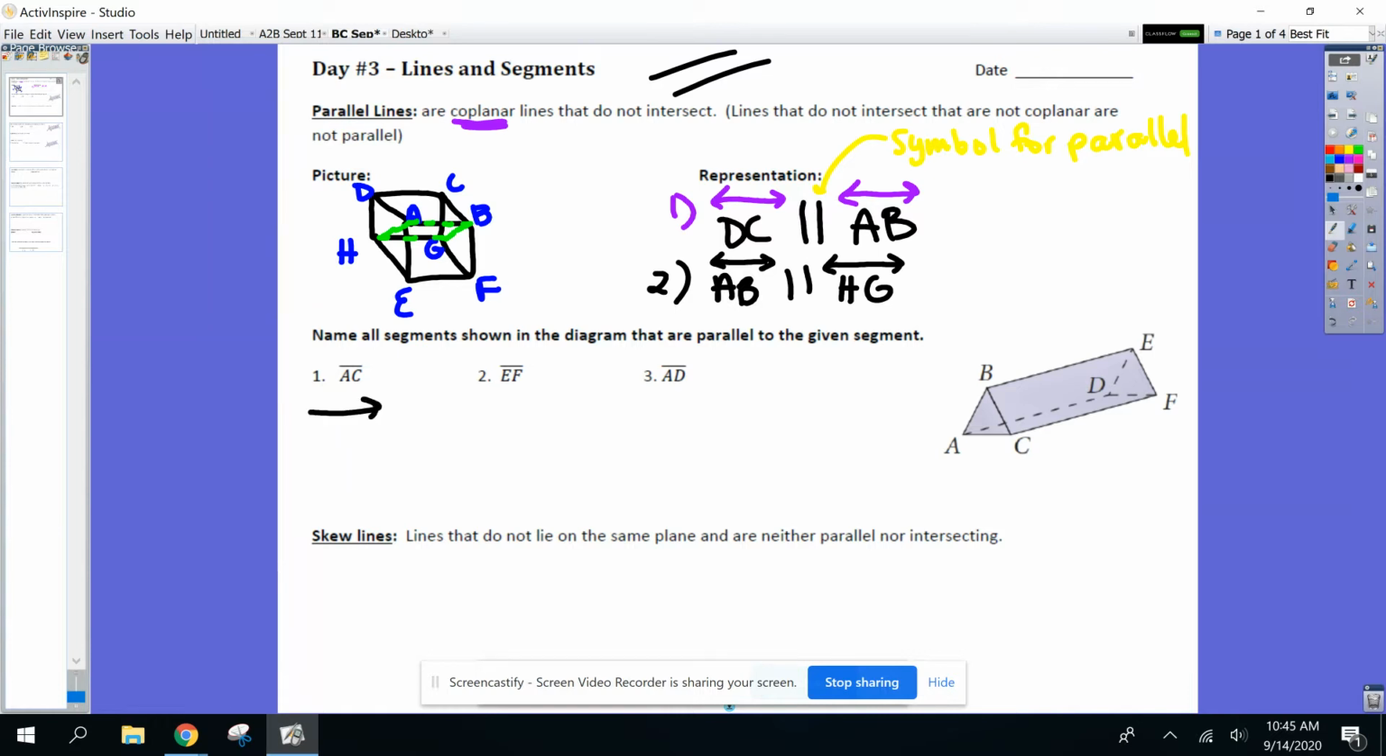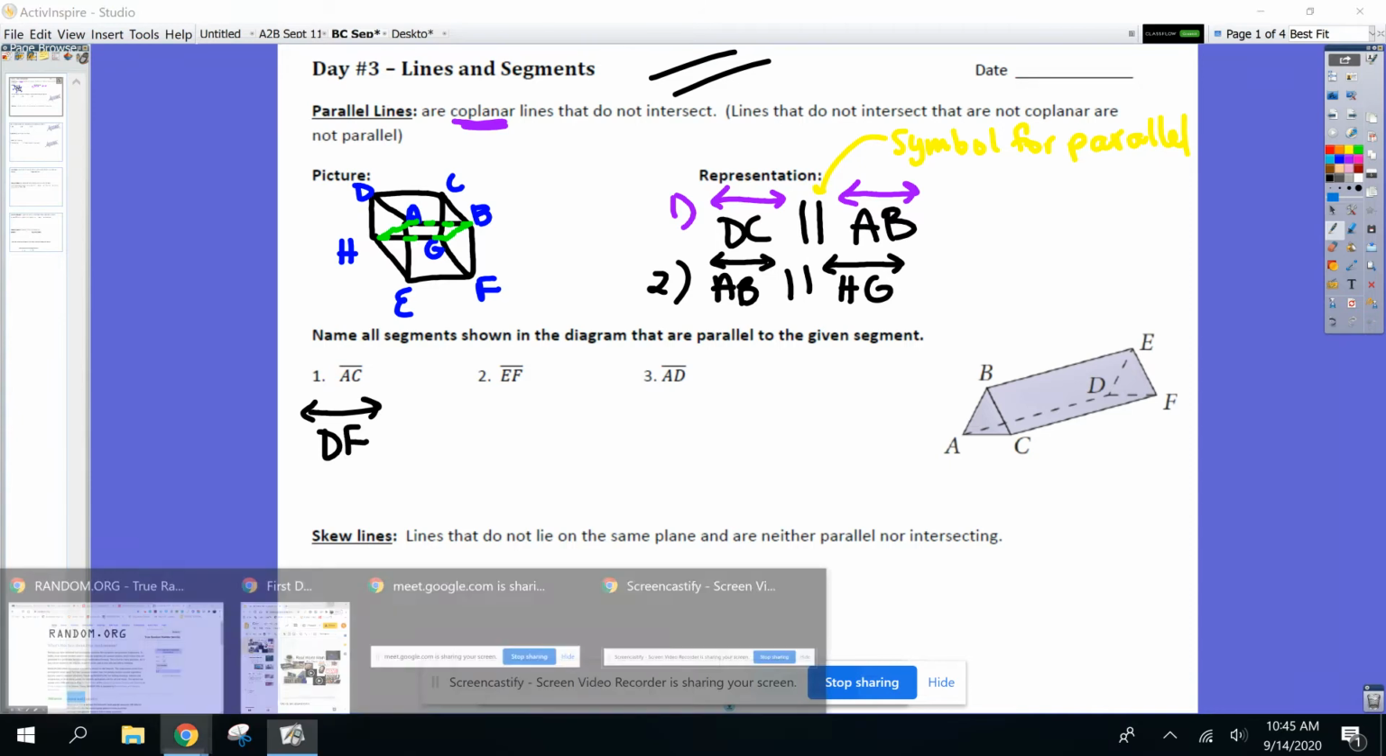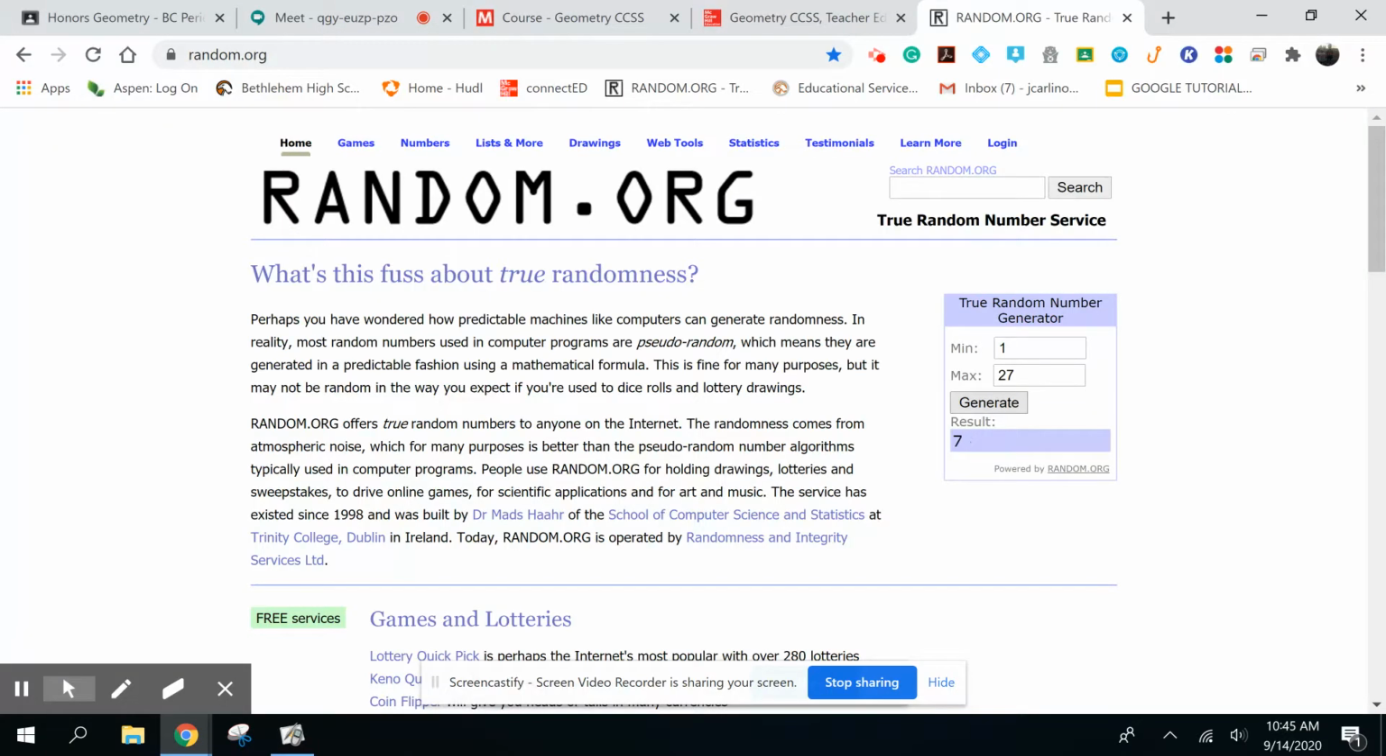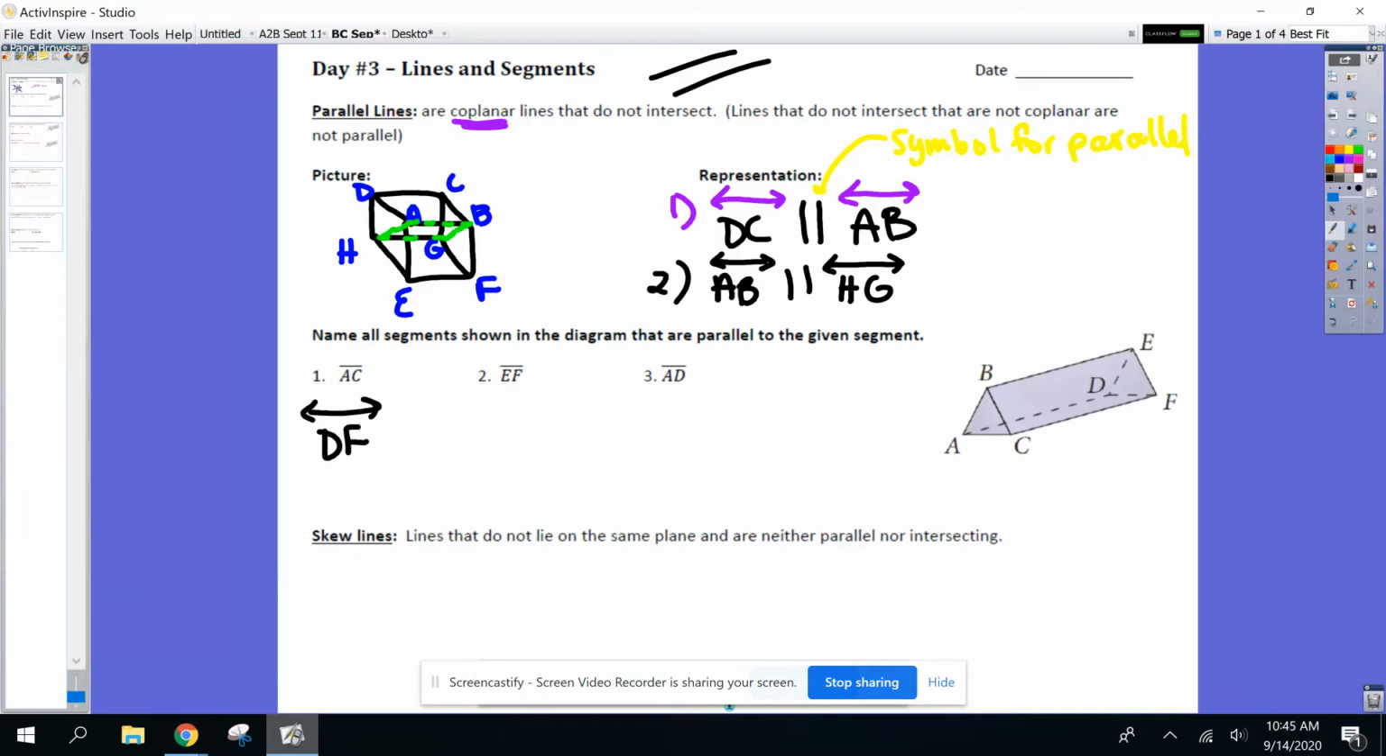I'm going to go quick now. Make sure we write everything symbolically correct. How about EF? Good. Sinjin, what do you got back there? EF. What's parallel to EF? BC. EF and BC. I like it. Good.